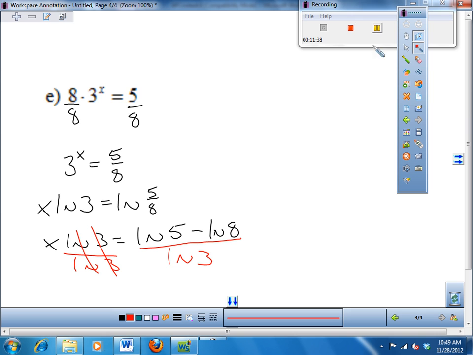So can you just leave it as natural log of 5/8 over natural log of 3? Yeah, you could too. Okay? And if they ask you for a decimal answer, then you plug that in. And again, these could also be regular base 10 log. It doesn't matter. The answer will still be exactly the same.